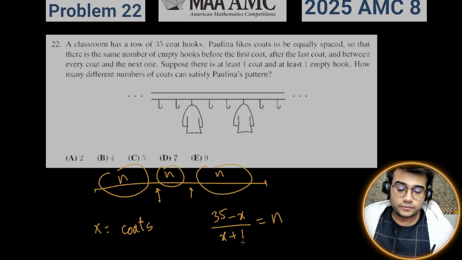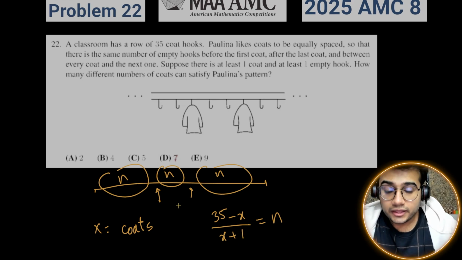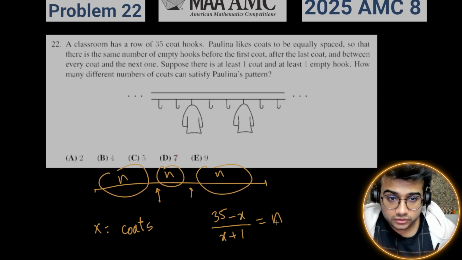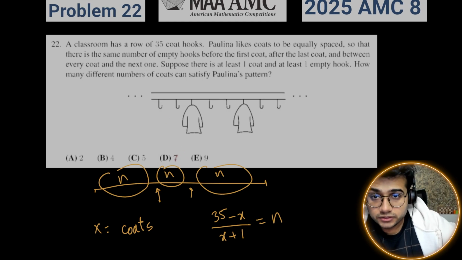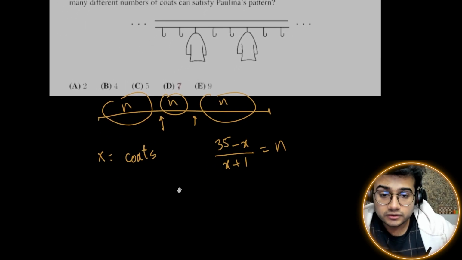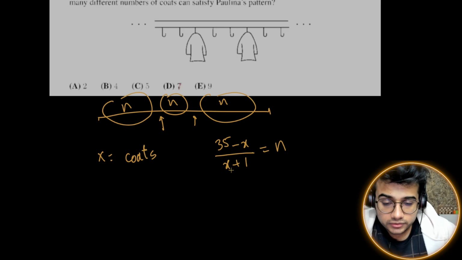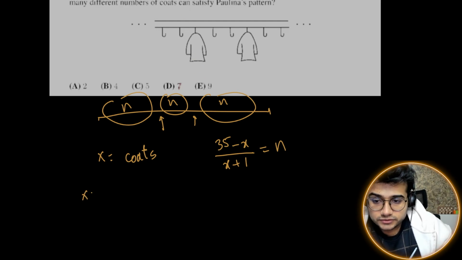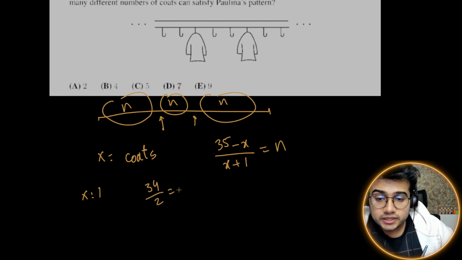It really depends on what X is. So any value of X for which we get n greater than or equal to 1 will be a valid value. It all depends on what gives us a whole number. So let's try it out. If we take X equals 1, we get 35 minus 1 is 34, 34 over 2 is 17. That works, that is a valid value, at least 1 hook, at least 1 coat.